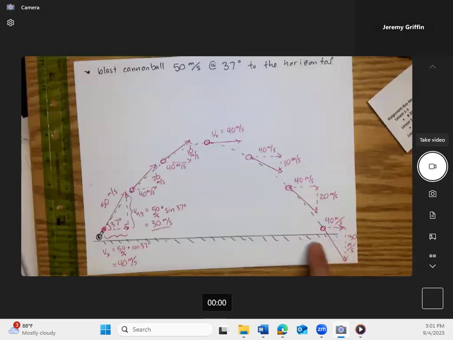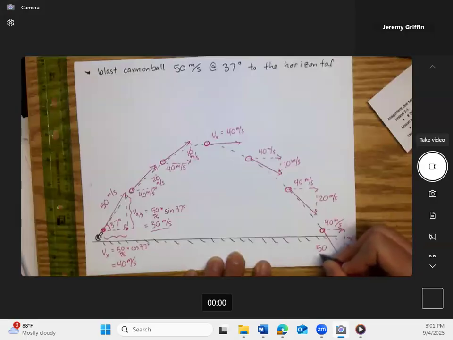Guys, how do you add right angles together? Pythagorean theorem, right? Let's see, 40, 30. Hey, looks like we have another what triangle? 3, 4, 5: 30, 40, 50 meters per second. Okay, so if you do Pythagorean theorem, right?